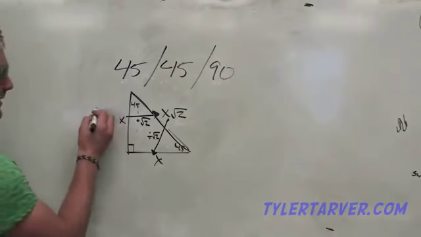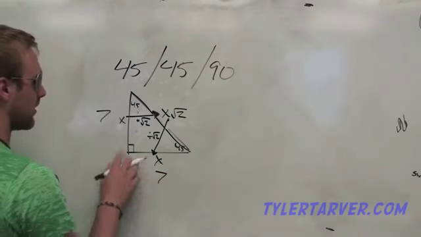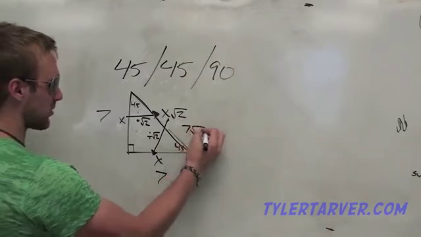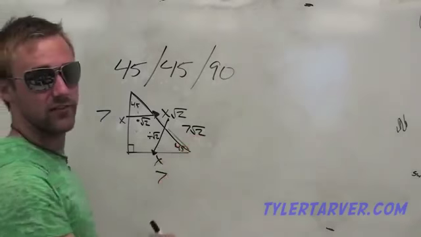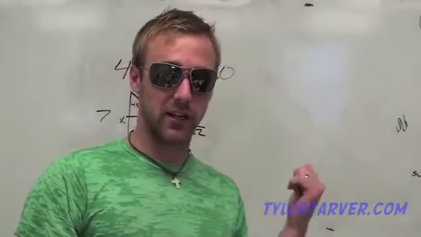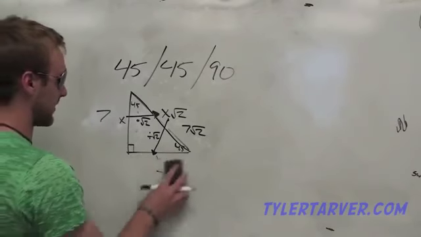Okay? Let's say this is 7. What would this side be? 7 automatically. And then this side would be 7 times the square root of 2. The end. If they want simplest radical form, you're done. If they want it in a decimal, you're going to have to multiply it. And that's it. That's the basics of that one.